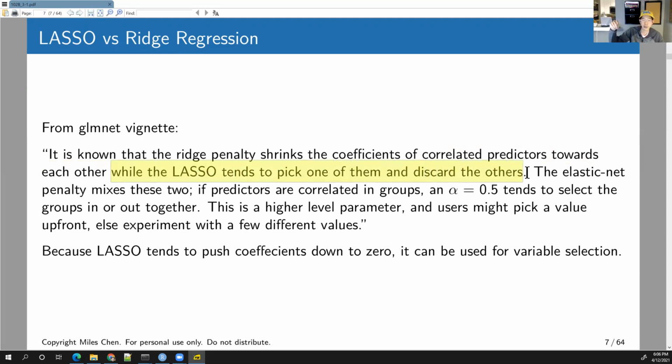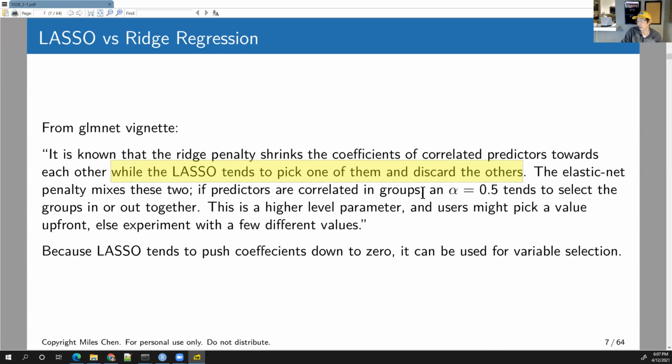And we saw that on Friday when we saw that blue dot heading in a diagonal line, and it hits one of the axes when W2 became 0, and we only had a coefficient for W1, and then that one moved towards 0. Okay, so the elastic net penalty mixes the two.